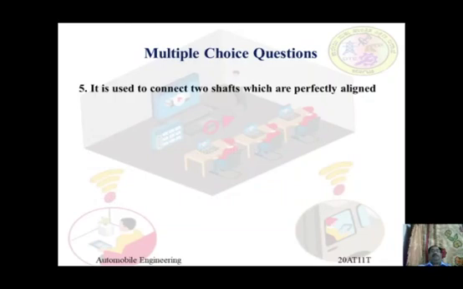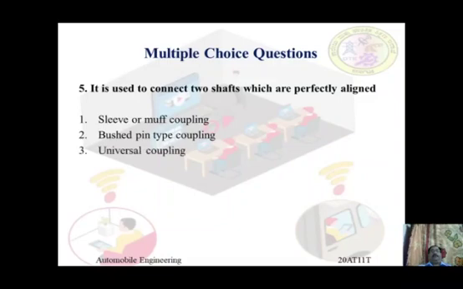Fifth MCQ, it is used to connect two shafts which are perfectly aligned. Number 1, sleeve or muff coupling. Number 2, bushed pin type coupling. Number 3, universal coupling. Fourth one is Oldham coupling.